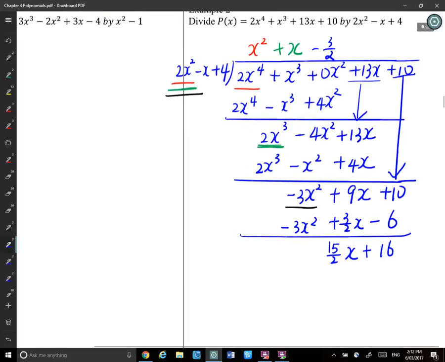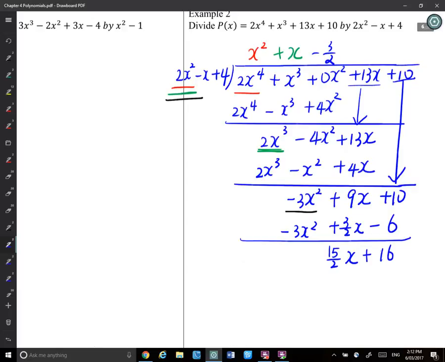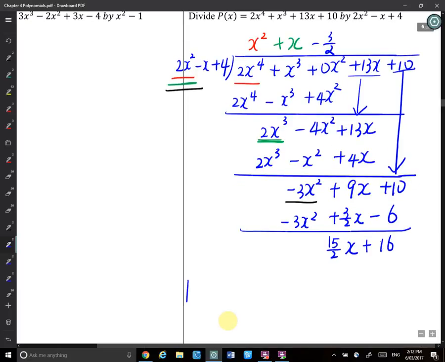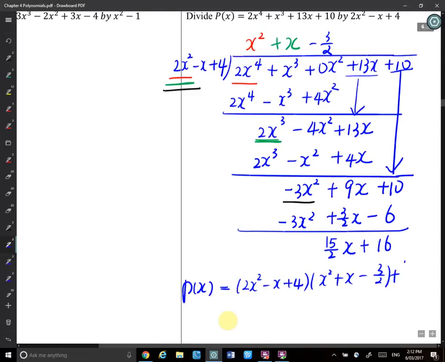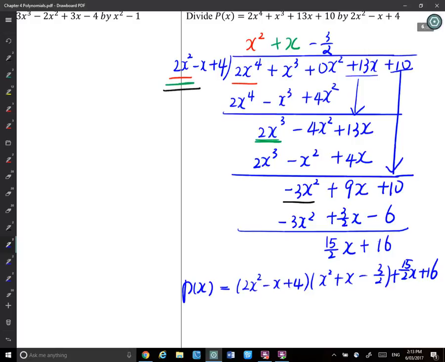And we can write this in 2 ways. So I can write P(x) equals 2x squared minus x plus 4, times x squared plus x minus 3 over 2, and then plus 15 over 2 x plus 16 at the very back. Okay, that is the result times the divisor, plus the remainder.